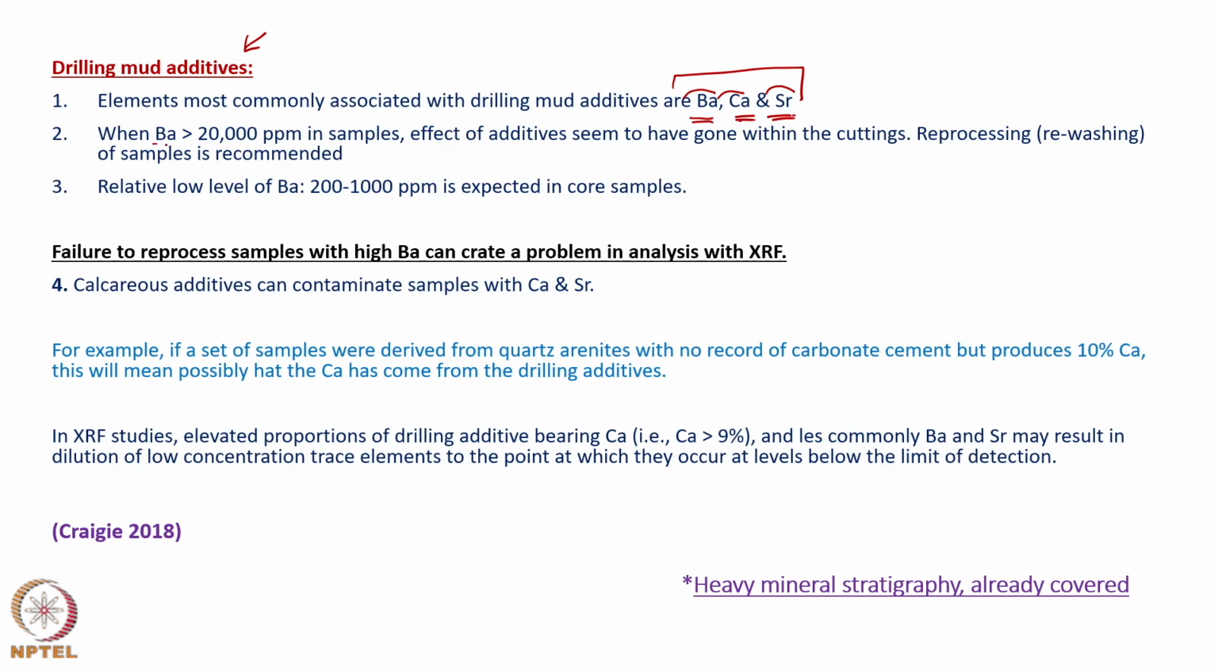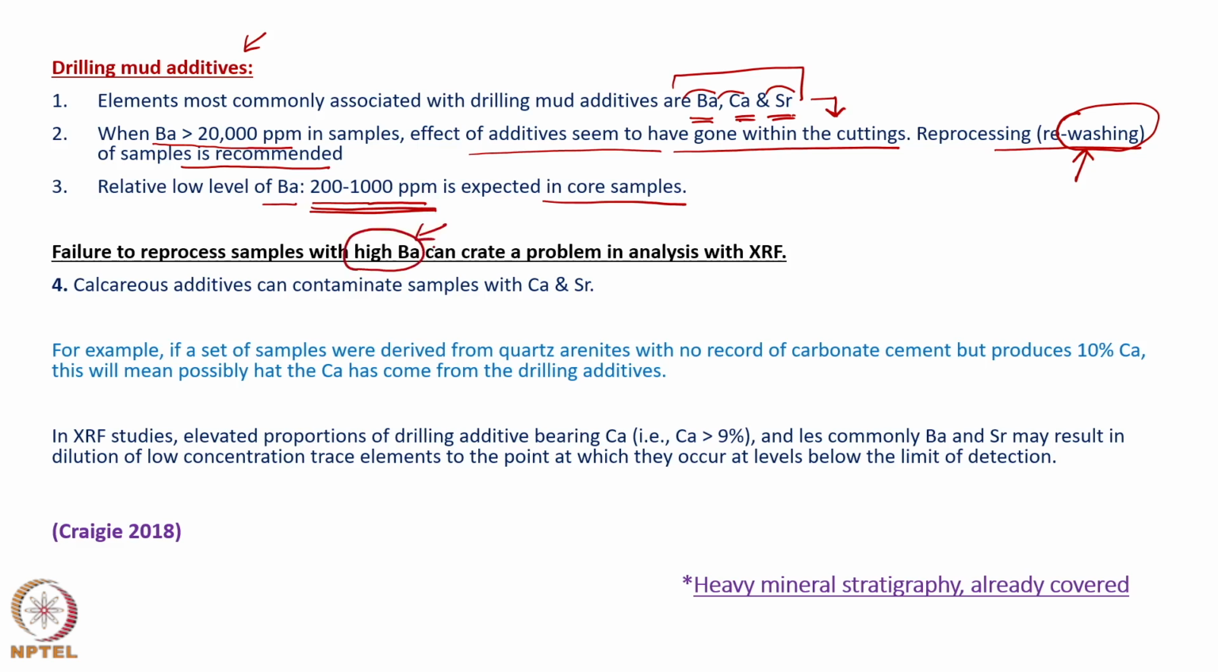When the Ba concentration is more than 20,000 ppm, the effect of additives seems to have gone within the cuttings. This is coming from the previous point. Reprocessing, that means re-washing of samples, is recommended, but at the same time ensure that washing does not itself introduce other elements. Relatively low levels of barium, such as within 200 to 1000 ppm, are expected in the core samples. This is just an average number and it may vary from rock to rock. If we do not take care of the high barium, if we cannot avoid such samples, then in the XRF analysis it creates trouble.